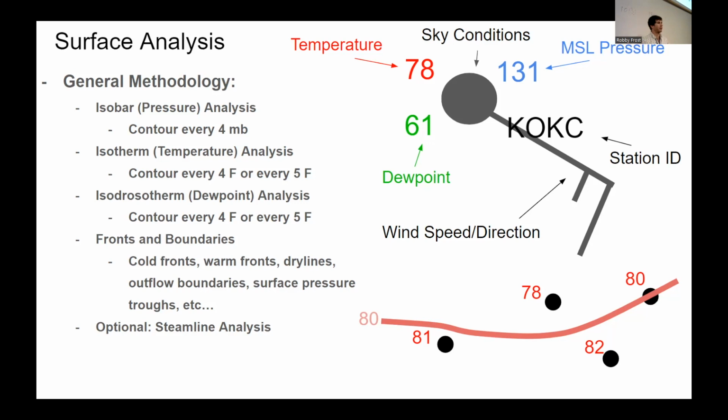Isodrosotherm, which is a really fun one to pull out at family dinners. At Thanksgiving, you say, I drew isodrosotherms. They'd be like, oh, this education's paying off. Those are lines of constant dew point.